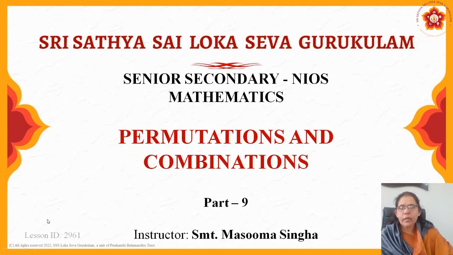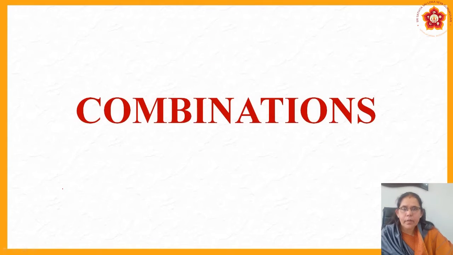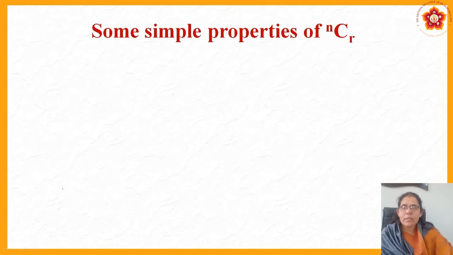We had started with combinations and did certain basic problems in part 8. In combination, let's quickly recap how we solved the problems on combination. For that we will be looking at some simple properties of NCR.